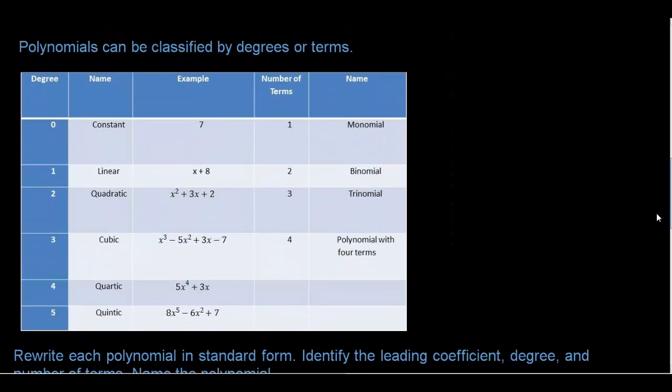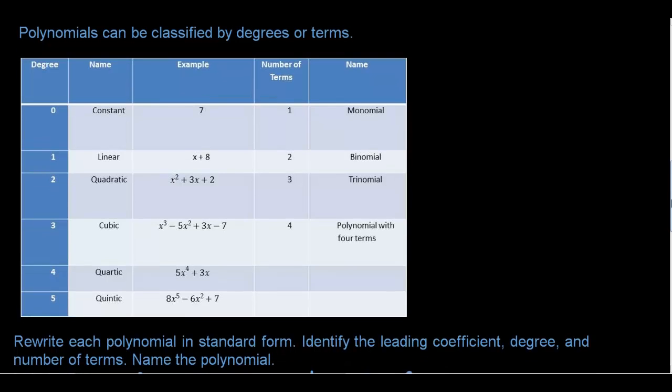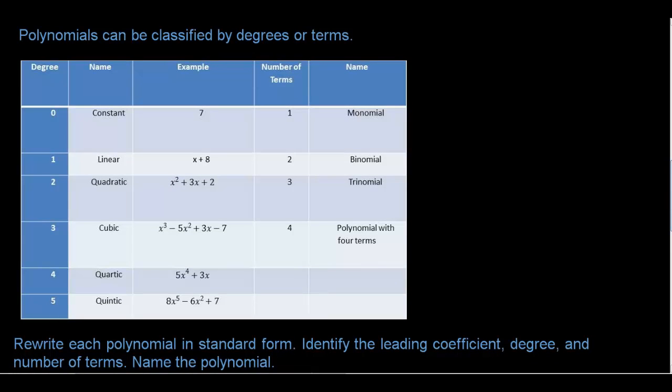Here is a table that shows you how you can name the polynomials. First, we're going to go over the degree. When the degree is 0, that means that you have a constant, like the number 7, 8, 9, 10, any number. When the degree is 1, that means that you have a linear, like x plus 8. When the degree is 2, then you have a quadratic, and there is an example. You have worked in the past with quadratics, with linears, and with constants. The next one will be the cubic, and that is when the degree is 3. Then we have the quartic, when the degree is 4, and the quintic, when the degree is 5.